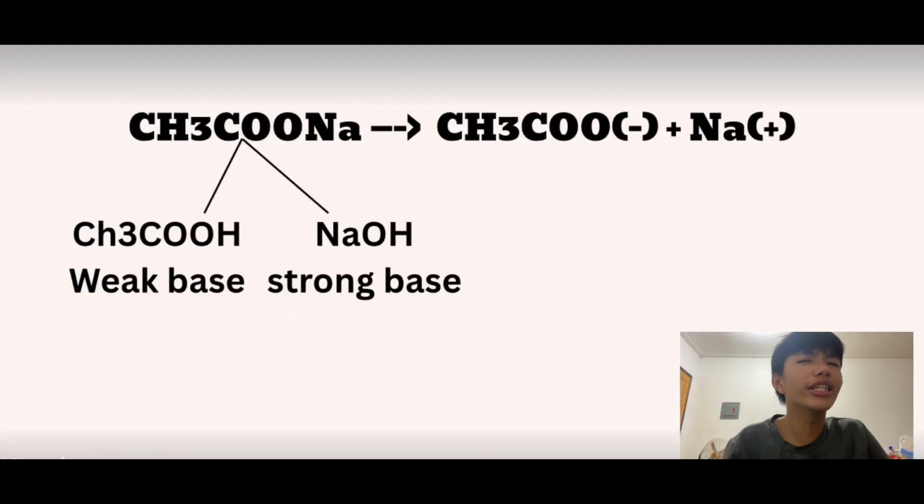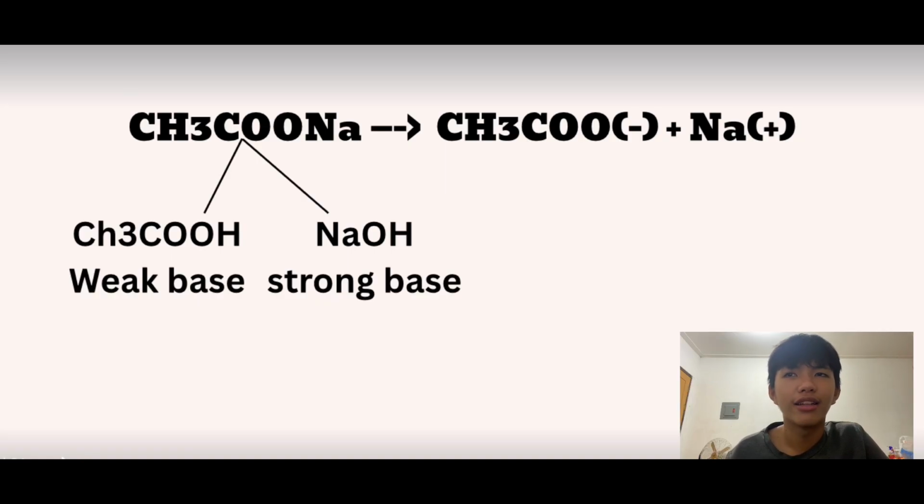So, how do we do hydrolysis of salts? As you can see here in our example, which is CH3COONa, this topic is easy to understand. CH3COONa could be broken down into two parts, which are CH3COOH and NaOH.